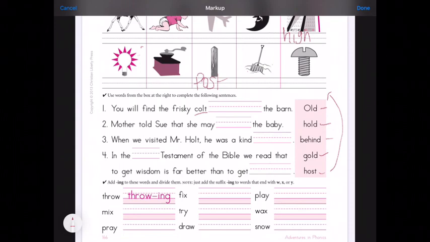You will find the frisky colt old the barn? No, that doesn't really make sense. You will find the frisky colt hold the barn? No. You will find the frisky colt behind the barn. Yes, ding, ding, ding. So I'm going to put in behind. Sorry for the terrible handwriting. Okay, so just read your sentences and put in your answers. At the bottom here, we're going to add ing to these words and divide them.